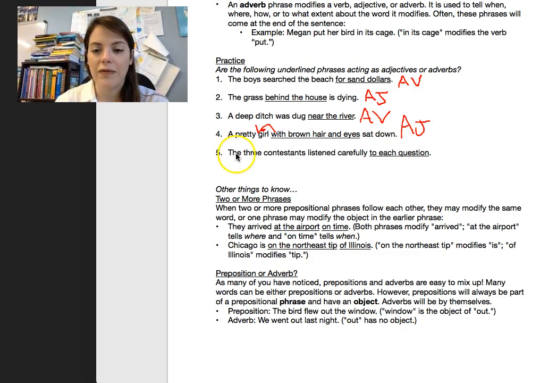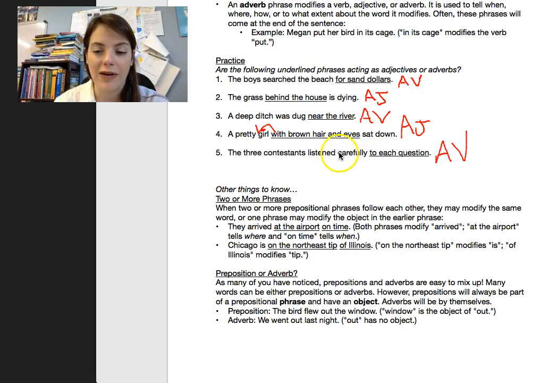All right, number 5. The 3 contestants listened carefully to each question. I want you to take a second and tell me whether you think this is an adjective or an adverb. Hopefully you've marked down your answer. We should have said that this is an adverb, because it's telling us how they listened. They listened to each question.